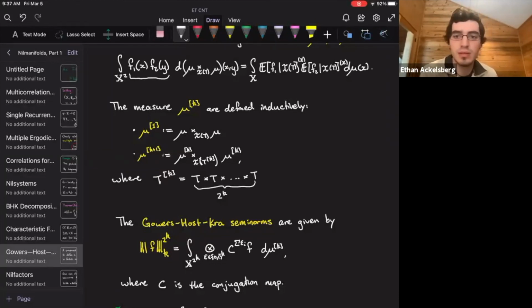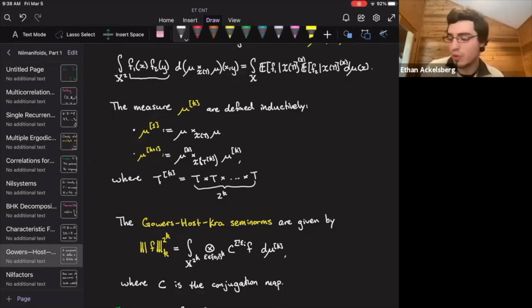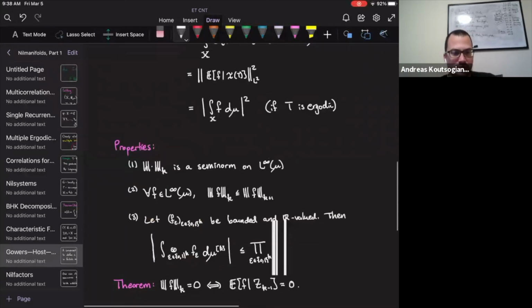Thank you. I would also put the property of the product of F with its conjugate, the k seminorm, that it's bounded by the square of the (k+1) seminorm of F. This is something that we also use all the time. And it's not trivial to show. So in the three properties that you are listing, I said that I would also add the property of the product of F with its conjugate.